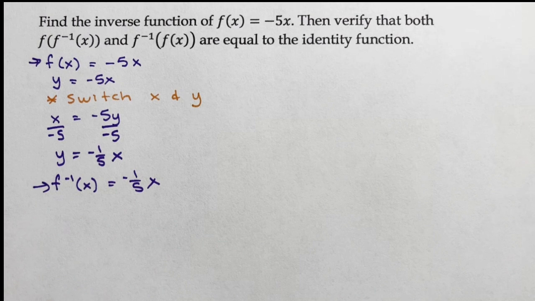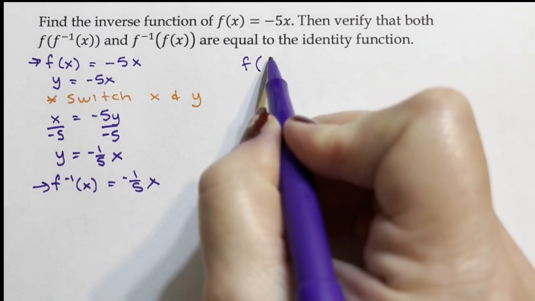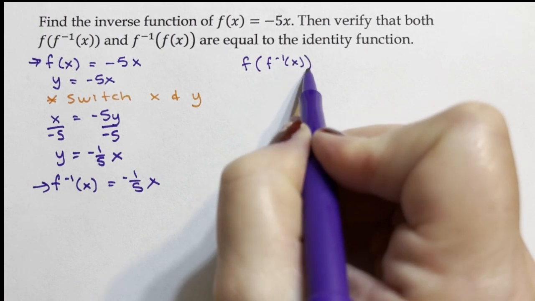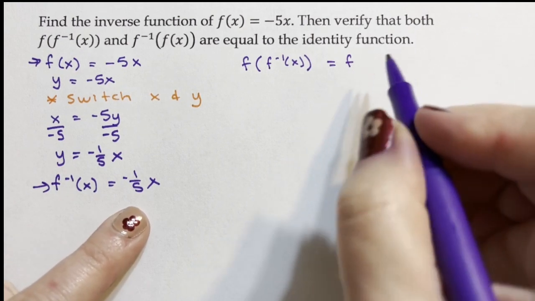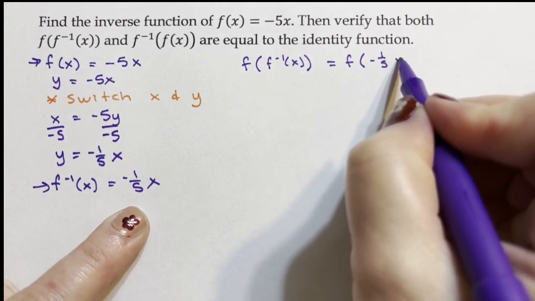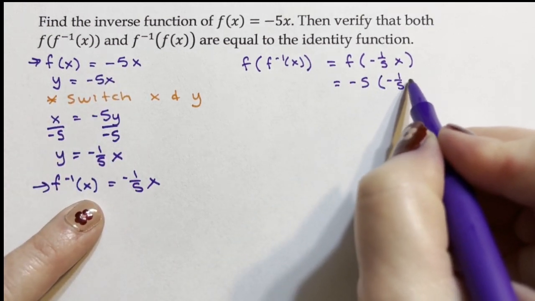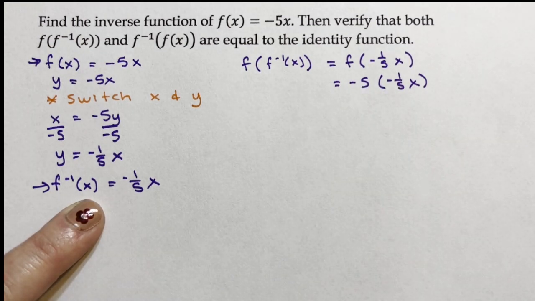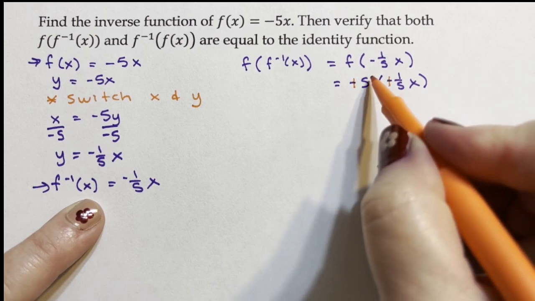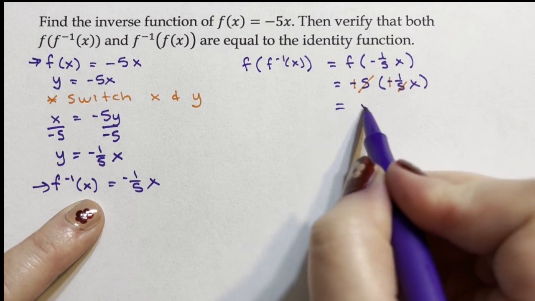So to test, to see if they are actually inverses, we take f of the inverse, which is taking the function and putting in negative 1/5 x. So we take negative 5 times negative 1/5 x. The negatives cancel. The 5s cancel. And we are left with x.